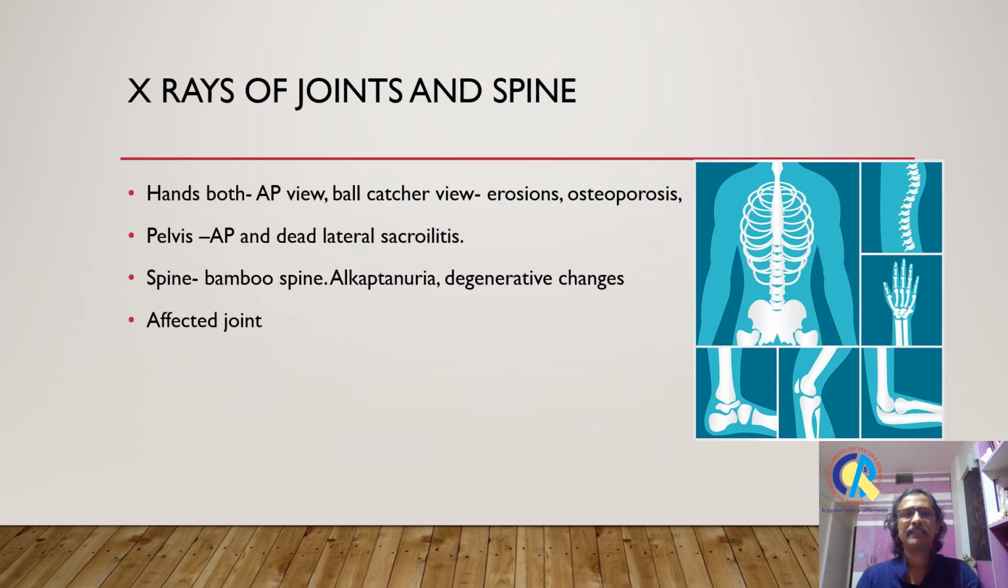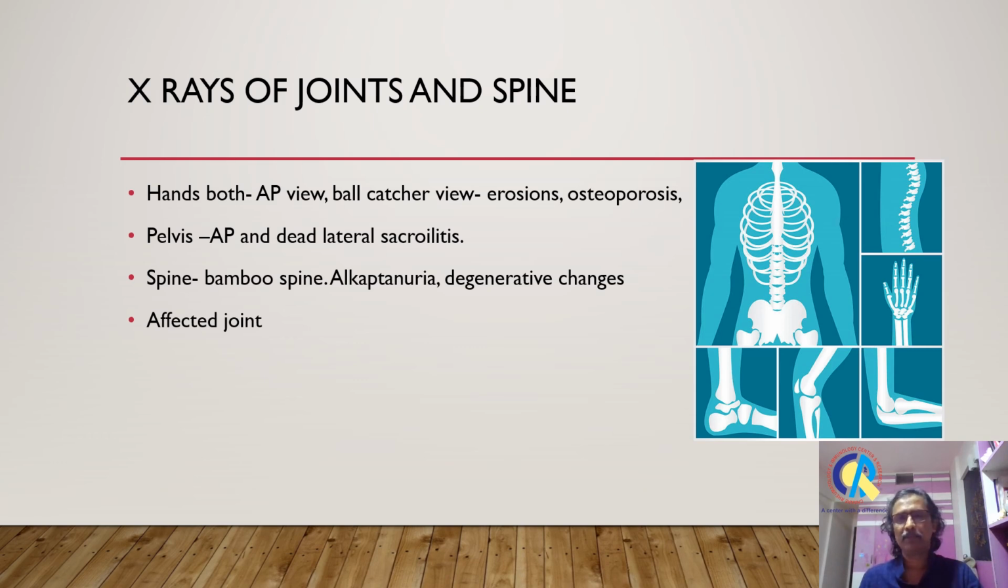Just for example, X-ray of the joints, especially of the hands, in both AP view or ball catcher view, can help in showing erosions and also in differentiating osteoporosis. Pelvis AP and lateral views showing sacroiliitis especially give a clue for ankylosing spondylitis. The presence of bamboo spine, alkaptonuria, and degenerative changes can help us in differentiating several differential diagnoses, because bamboo spine is ankylosing spondylitis, alkaptonuria has calcified disc space, and degenerative changes like syndesmophytes, which are horizontal, help in concluding degenerative changes.